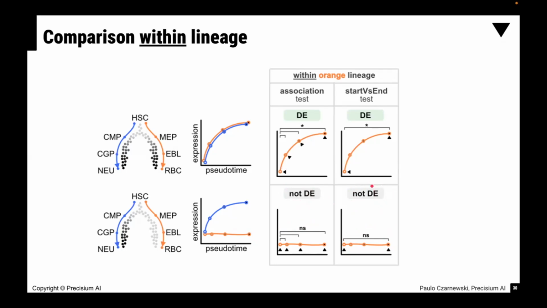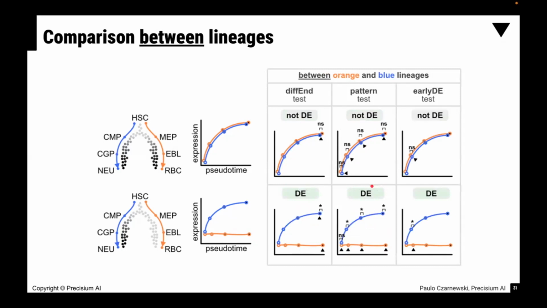Now, if you go to comparing between the lineages, it's exactly the same lineages here as well. I just go back and forth, so you see this is exactly the same. But now there are three other tests that you can use to compare. For example, the differential end test. In that case, you're comparing the last point for both of the lineages, the green versus the blue one. And you can see they are very similar, so they are not differentially expressed.